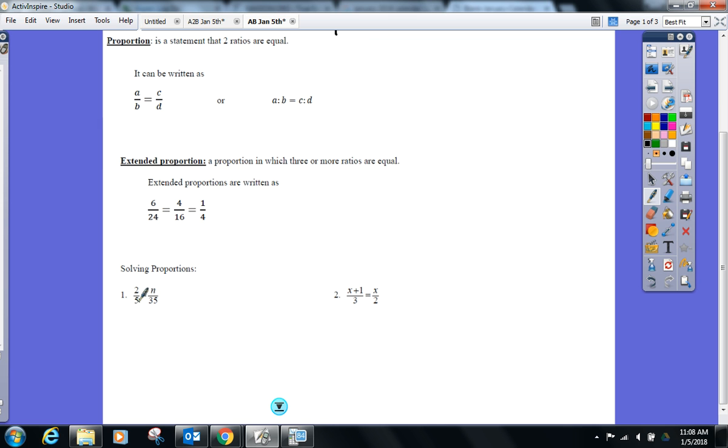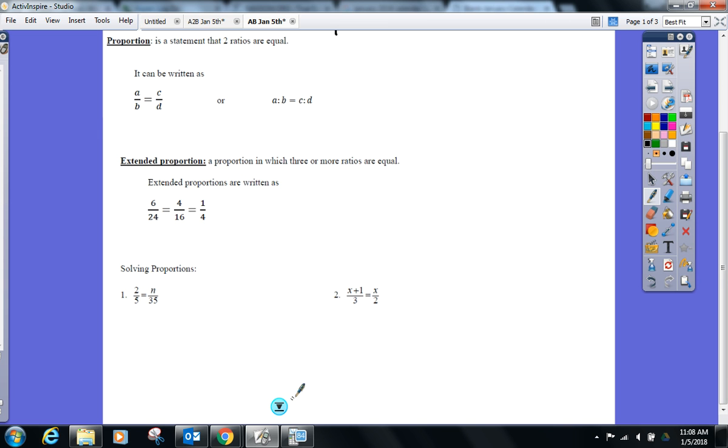Anytime I have two ratios equal to each other, I call it a proportion. To solve that proportion, we're going to cross multiply. And just to give you a little extra here, can I have more than two ratios equal to each other? Absolutely. That's called an extended proportion.